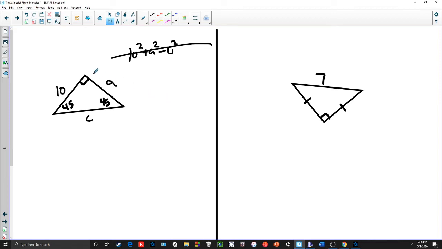Well, I look at what type of right triangle it is. It's a 45, 45, 90. So I'm going to write that over here. 45, 45, 90. I know that this should be x, this should be x, and this should be x root 2. That's just, again, the ratio the sides share. It's always going to be that way.